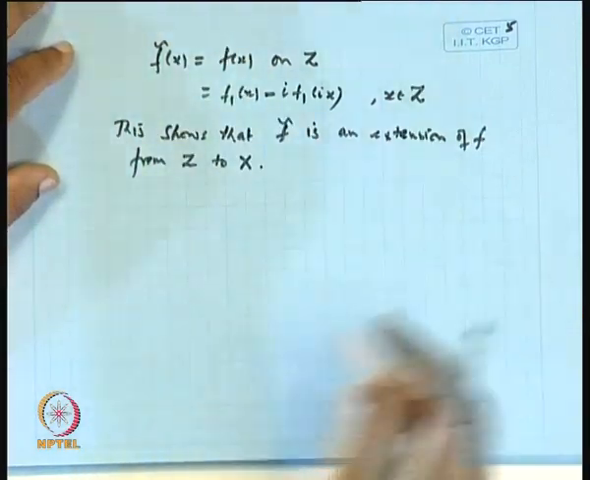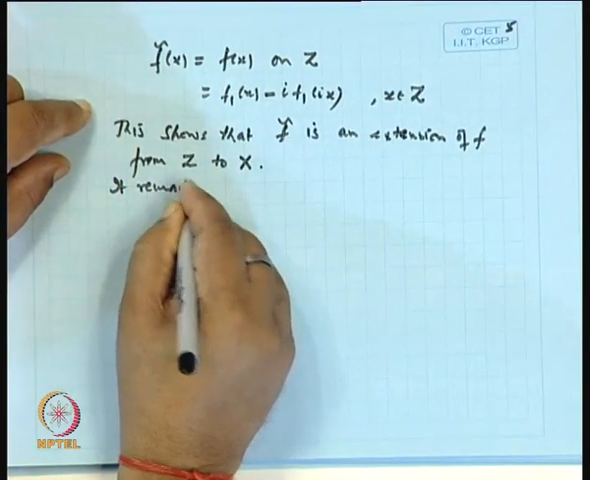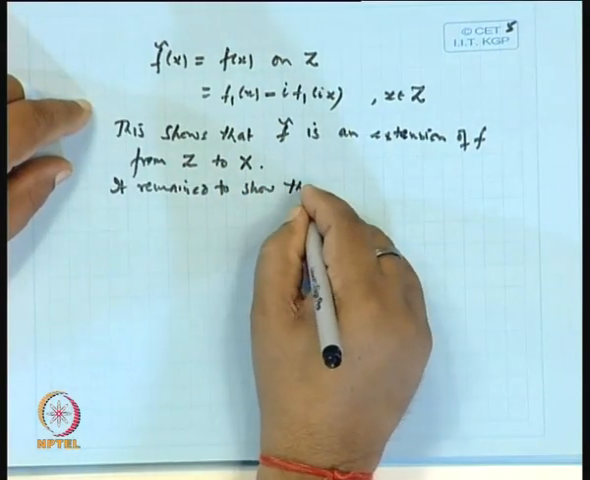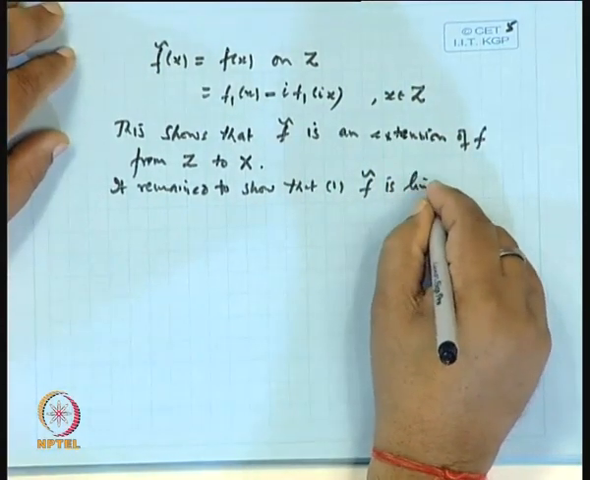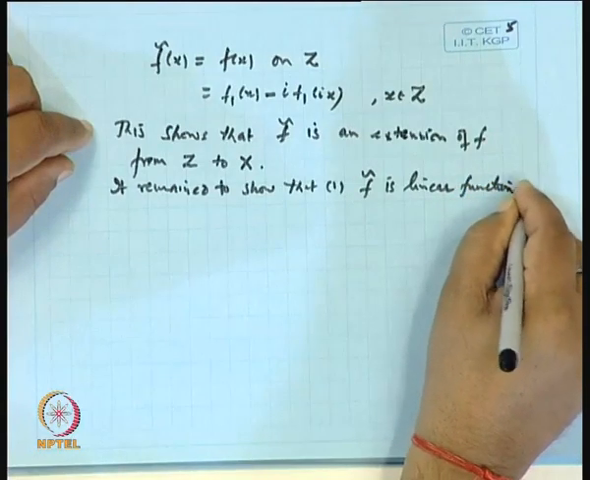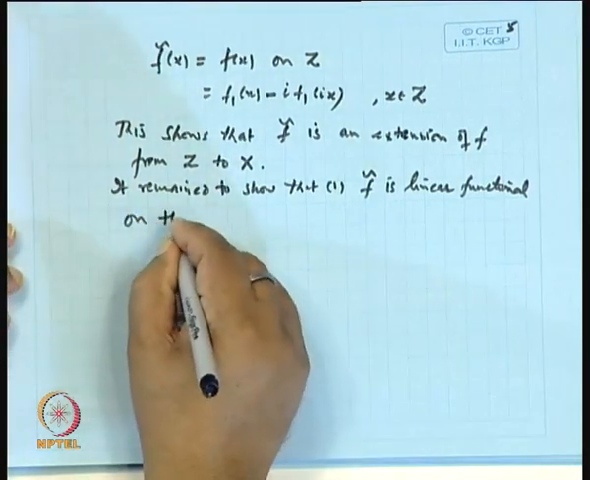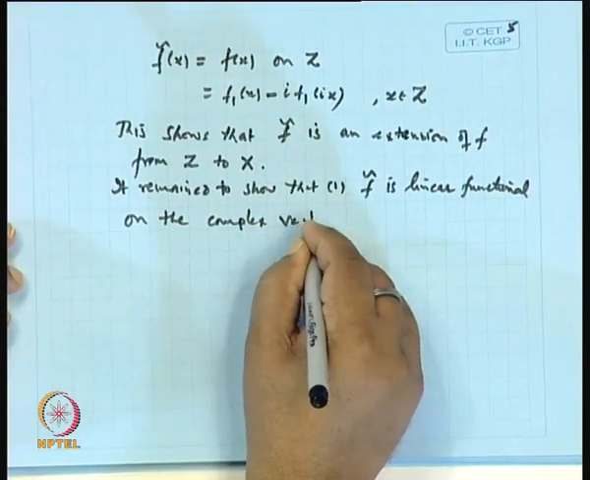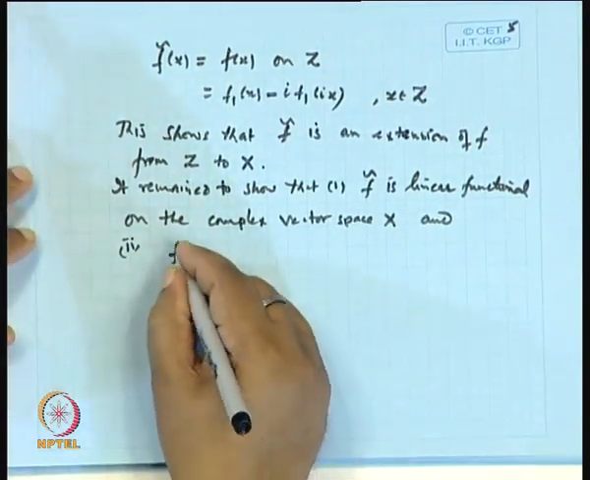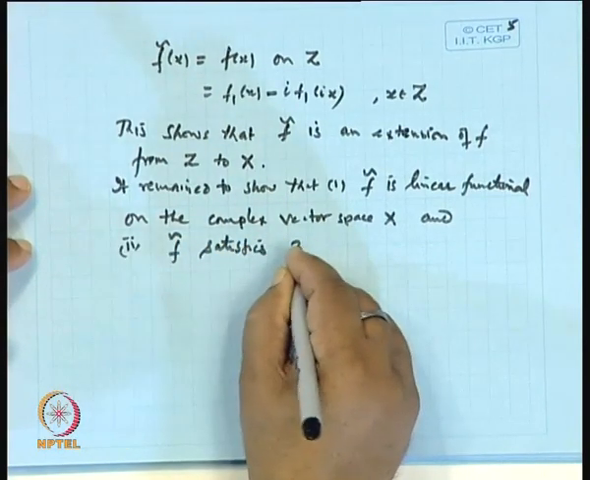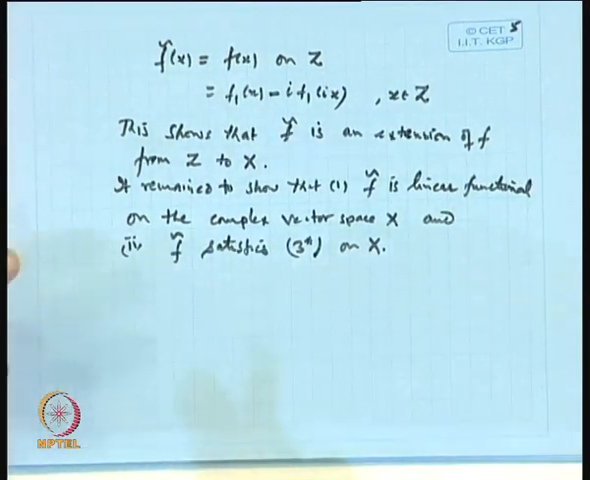Okay. Now, if I prove that f delta is linear and satisfies the condition 3 star, that is, it is dominated by p(x), then our result is proved. So, it remains to show, number 1, that f delta is a linear functional on the complex vector space X. And the second part that is left is that f delta satisfies 3 star on X. Okay. So, if I prove these two things, then the proof is complete.